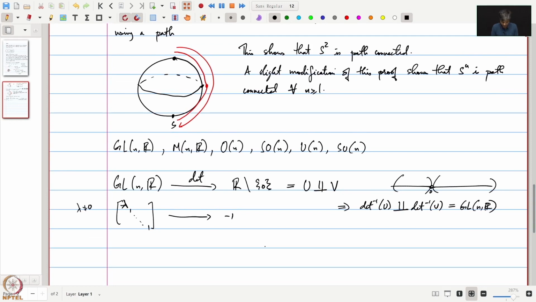But on the other hand, we can ask, what about GL n(R) plus? This is equal to the determinant inverse of the positive reals, the matrices with positive determinant. We will show later that this is path connected.